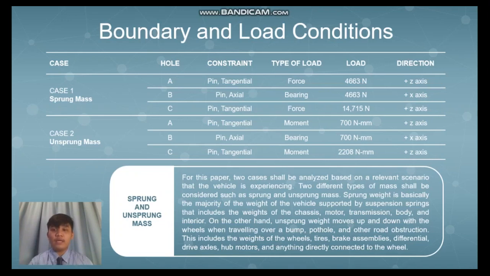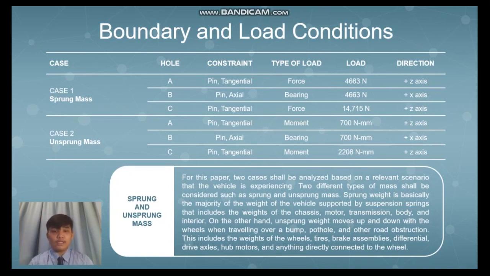Sprung weight is basically the majority of the weight of the vehicle supported by suspension springs that includes the weights of the chassis, motor, transmission, body, and interior, but not the passengers or the cargo. On the other hand, unsprung weight moves up and down with the wheels when traveling over a bump, pothole, and other road obstruction. This includes the weight of the wheels, tires, brake assemblies, drive axles, or basically anything directed to the suspension system or the wheels.